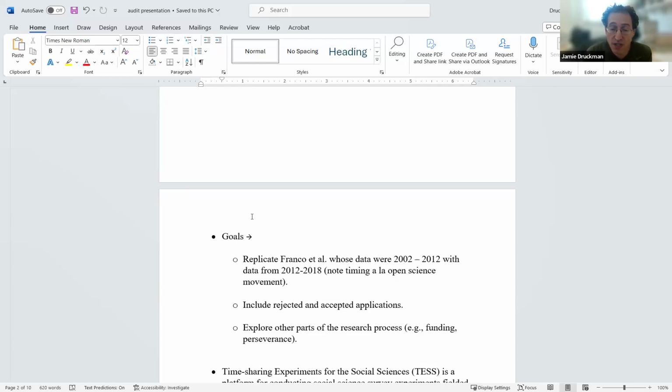We also moved beyond what they did insofar as they were only able to look at the people who were accepted into the survey experiment program. We actually were able to look at people who also were not accepted into the survey experiment program. And then we also wanted to look at other parts of the research process, as I just intimated.